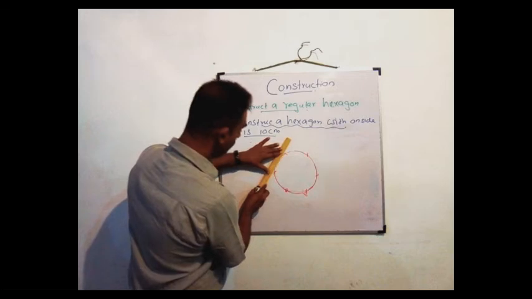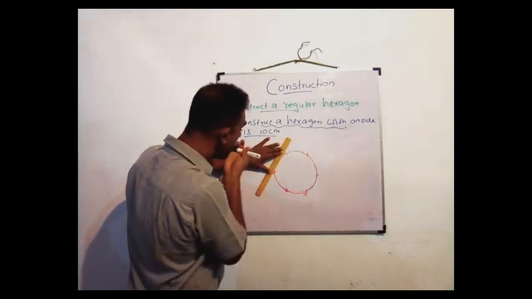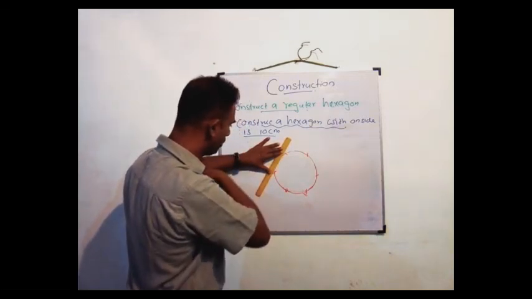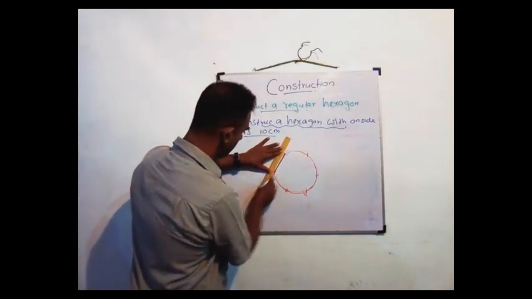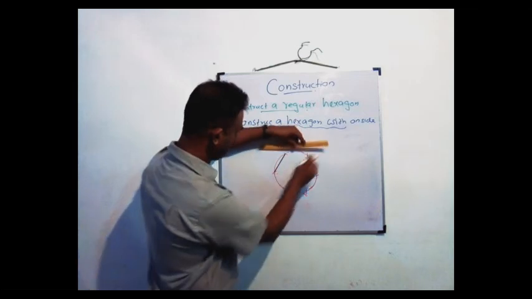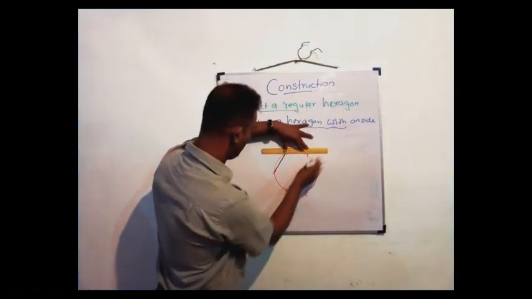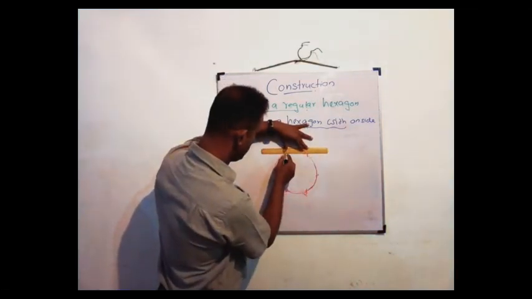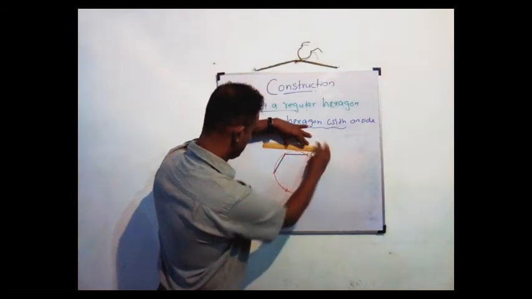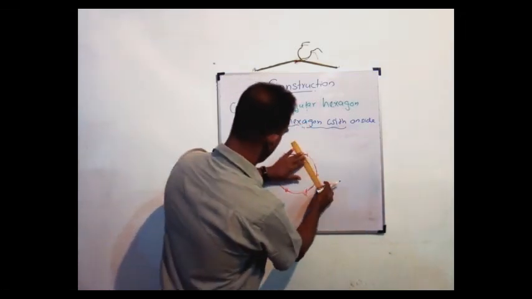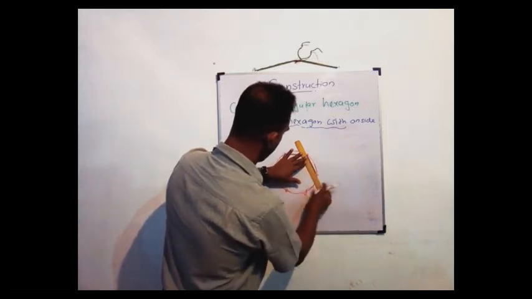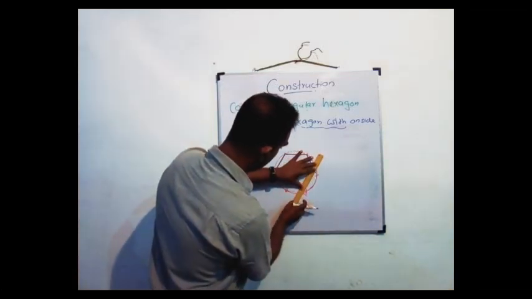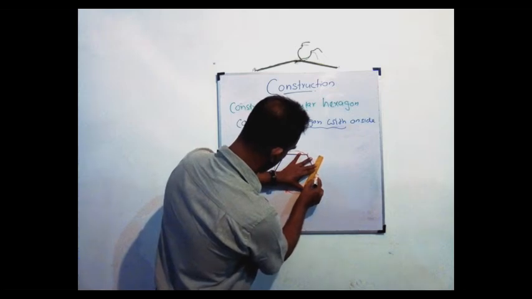Now we want to join this arc. We want to join here. Now we want to join this arc. Now we join this arc. When we join this arc, we can create the regular hexagon.